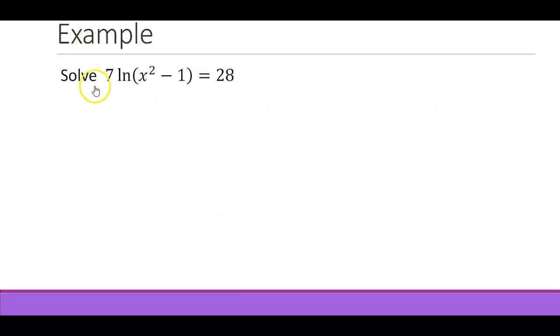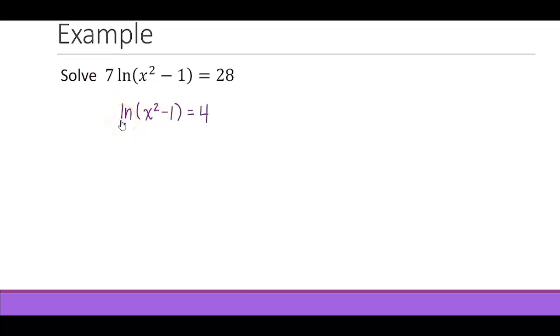Let's take a look at another example. We want to solve 7 times the natural log of the quantity x squared minus 1 equals 28. So here I have just one logarithm, so I want it by itself. I want to get rid of this 7, and I'm going to divide by it. So I'll start by having the natural log of the quantity x squared minus 1 is equal to 4.